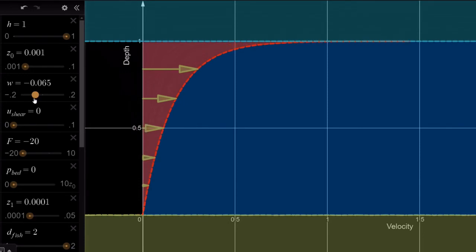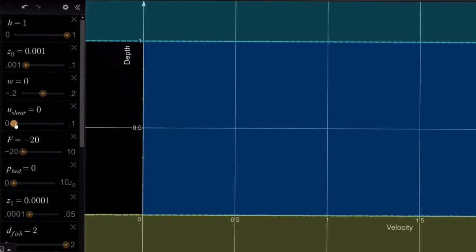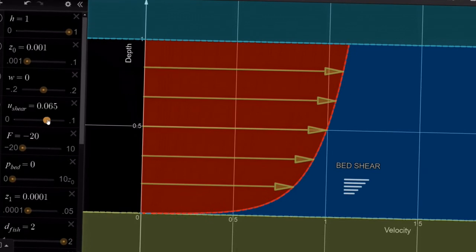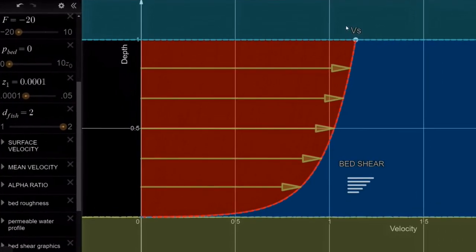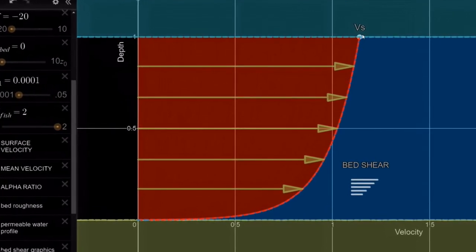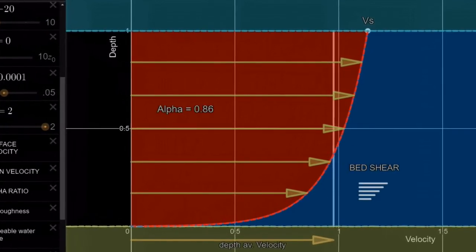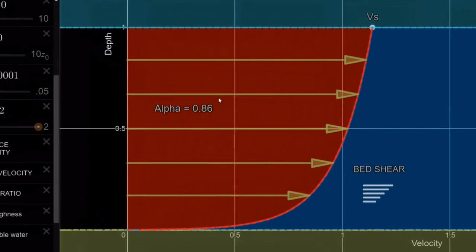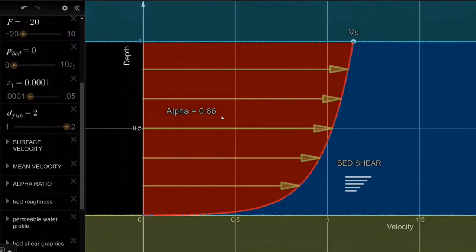Then if we increase the shear stress on the flow, like by tilting the channel bed so that we get a downslope component of gravity, we get our typical velocity profile. At the surface, we've got what we measure from our remote sensing, and then we've also got our depth integrated average, and we've got our alpha ratio of those two. In this case, it's 0.86 for the values of roughness and depth that we're using.